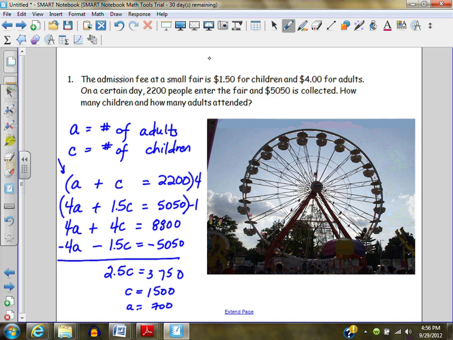So I'm going to multiply 700 times 4, add 1,500 times 1.5. I do get the right answer, so this must be right, which means there are more than 2 children for every adult, and I think I'll stay home from the fair.